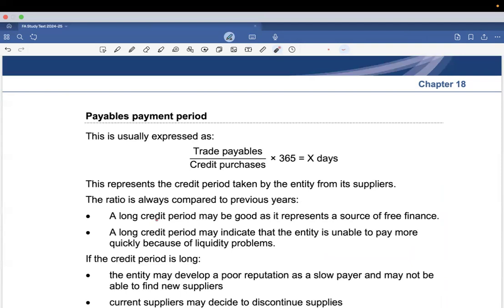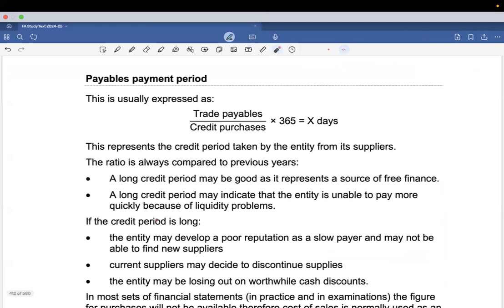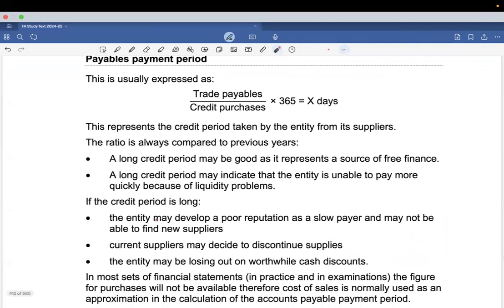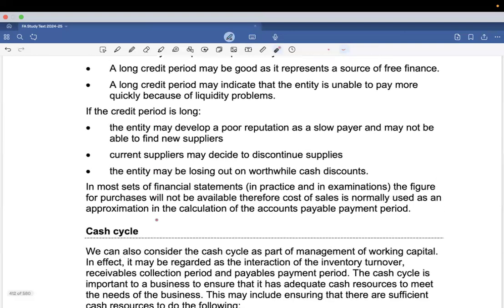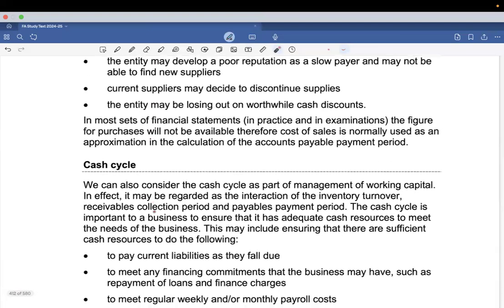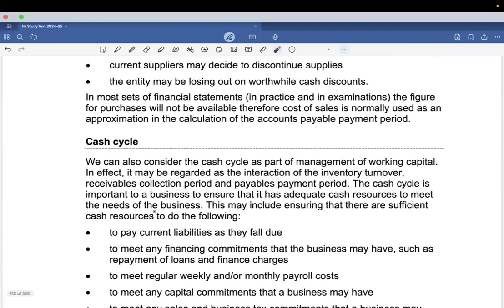So it is a free of cost finance. Understood? Now, if you keep the credit period for so long, what would happen is your reputation in the face of your suppliers would be lost. The suppliers won't give you a trade discount. So many things can happen. Understood?